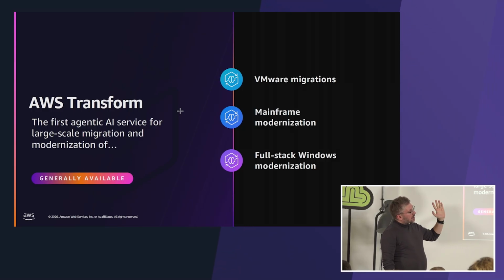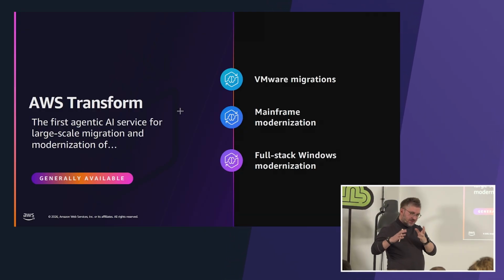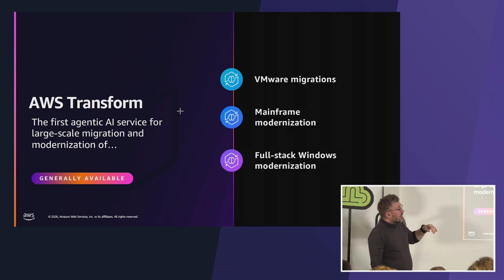VMware migration, mainframe modernization, very popular in the financial industry, and then full stack Windows modernization, which means if you want, for example, to migrate from .NET for Windows to a cross-operating-system version like .NET for Linux. I forgot the name, I'm not a .NET person, sorry for that. Or you want to migrate Microsoft SQL with a lot of stored procedures into Postgres, right? So basically, it provides you the plan of such a migration. It can execute some parts of the plan, not everything, and so on and so forth.